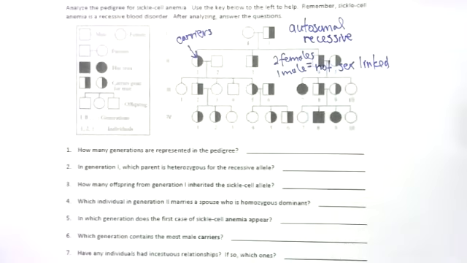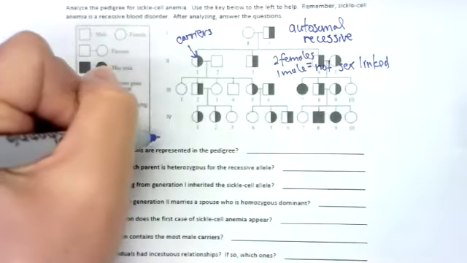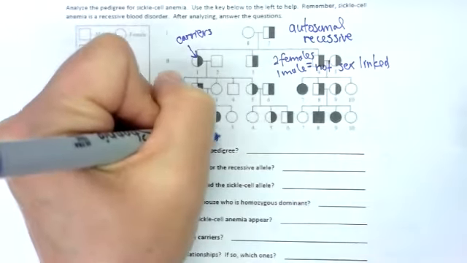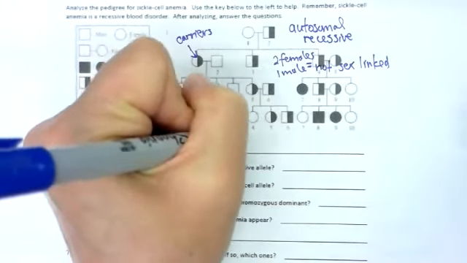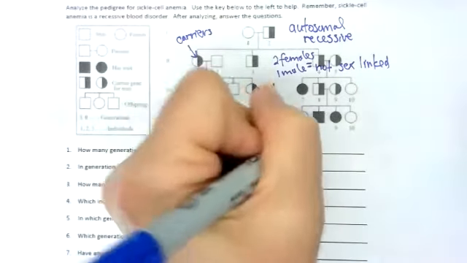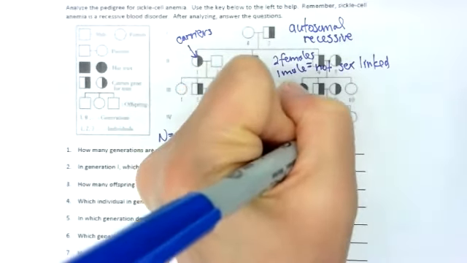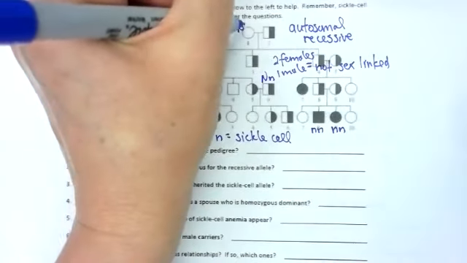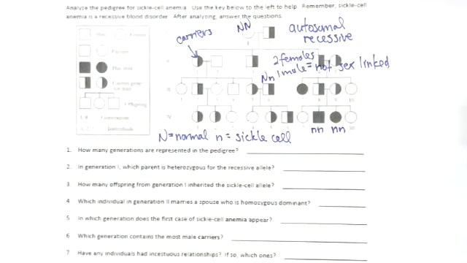So if we were going to use capital N for normal and lowercase n for sickle cell, we would see that these guys are NN, NN. Heterozygous would be capital N, lowercase n, and these guys would be nn. And if you look at the Punnett squares, you would see that that works out.